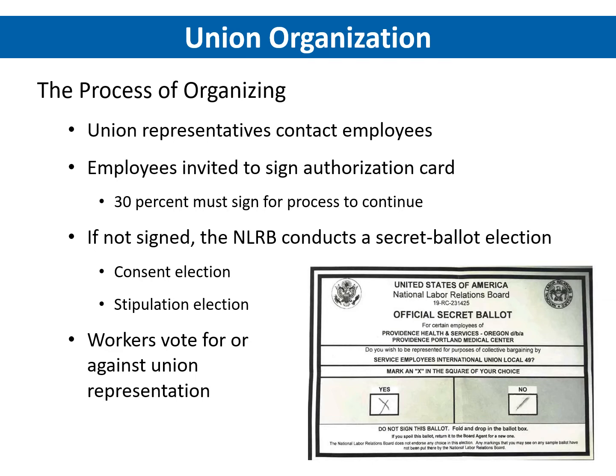First is a consent election, and this is where the union, the employees, and the employer agree on a time and location for the election. If the union and the employer cannot agree on a time and a location, then the National Labor Relations Board is going to have to determine the time and location of the election, and they're going to conduct what's called a stipulation election, meaning that the NLRB has stipulated when and where the election will be taking place.